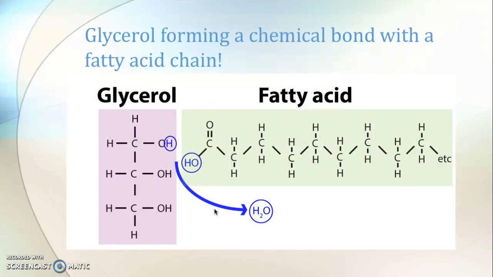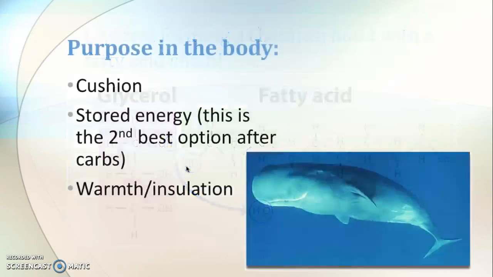This is showing a glycerol molecule forming a chemical bond with a fatty acid chain. If we look, we see something that's familiar. We're losing a hydrogen from one of the molecules, and we're losing the H and the O from the other molecule. So we're forming a water in the process of forming this chemical bond. It would be considered a dehydration synthesis bond. So we're just combining the glycerol and the fatty acid.